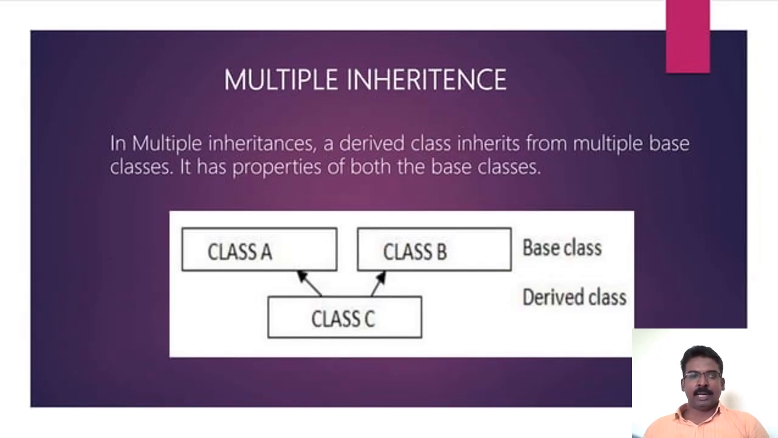Now I'm coming to multiple inheritance. Multiple inheritance means one class is inherited from two base classes. This is nothing but multiple inheritance. You can also compare this with a child in a family. If a child gets characters both from his male parent and female parent, it's nothing but multiple inheritance.